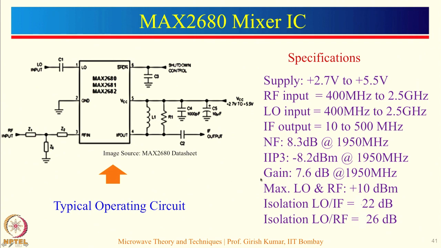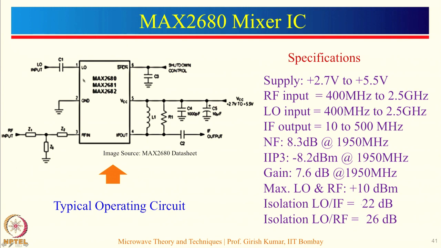So this indicates that all these ICs that are available, if they are providing gain, you must guess that these are of course built using transistors. The maximum LO and RF power can be plus 10 dBm. For isolation, you have 22 dB and 26 dB for LO to IF and LO to RF respectively. So this is a typical application circuit.